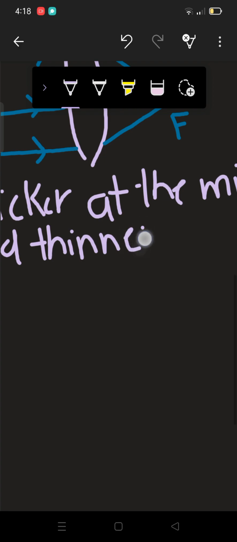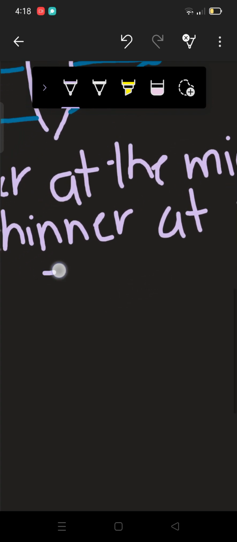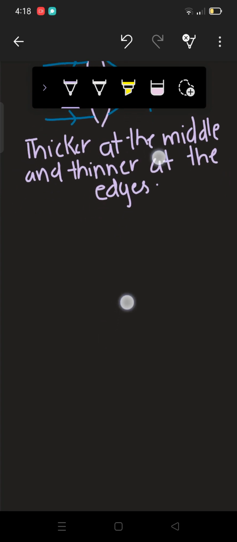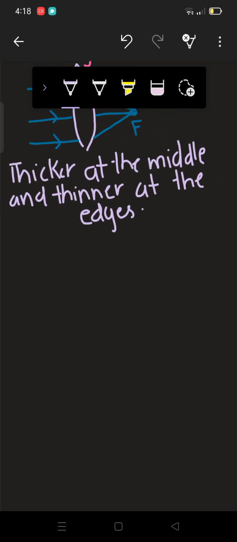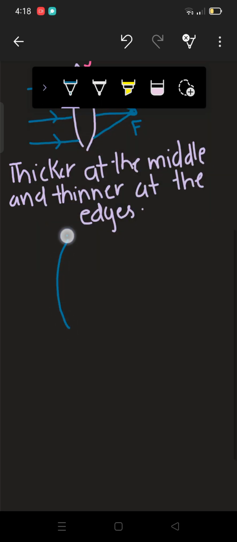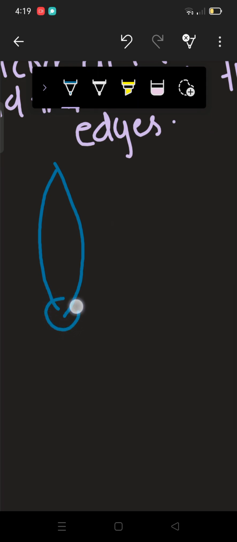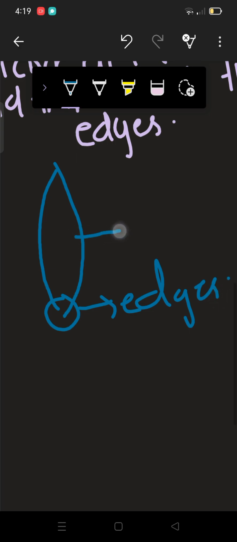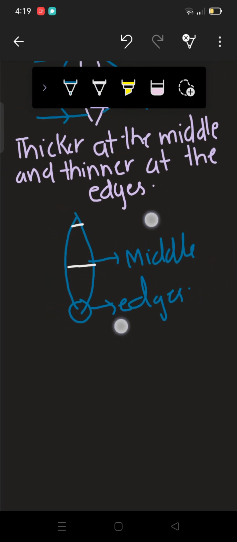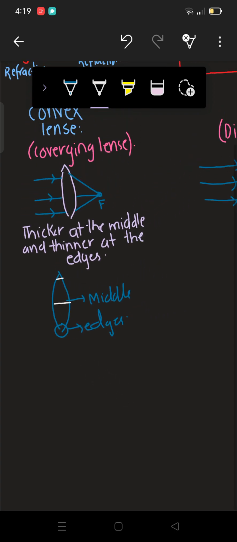Thinner at the edges. Alright. As you can see here, according to the definition, it is thicker at the middle. So I am making the diagram here. These are the edges and this is the middle part. As you can see, this is thicker at the middle but thinner at the edges. So this lens is known as convex lens.